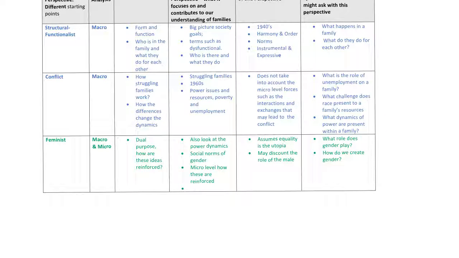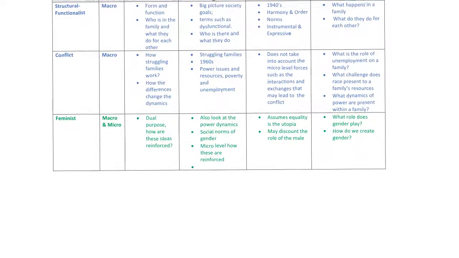So for conflict theory, what would be the role of unemployment on a family? It's looking at the larger scale societal issues and how those impact the family. So like race, how does race increase or decrease the resources available to the family? And let's see, I'm going to try to keep this short for you.